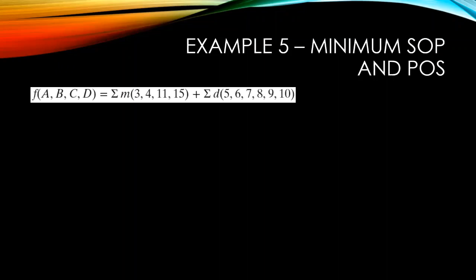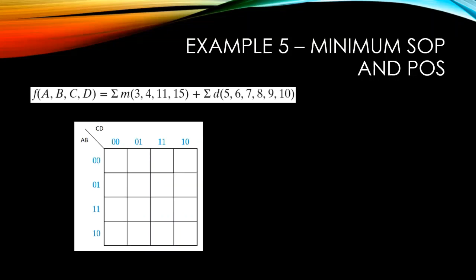So minterms 3, 4, 11, 15, don't cares 5, 6, 7, 8, 9, 10. Variables A, B, C, D. So 4 by 4 for our K-map. So let's plot 3, 4, 11, and 15, and don't cares 5, 6, 7, 8, 9, and 10. By the way, when you already use a don't care as a minterm, it will be forever a minterm in that problem. You cannot choose it anymore as a maxterm. Only the unused don't cares could be used as maxterms, and vice versa.